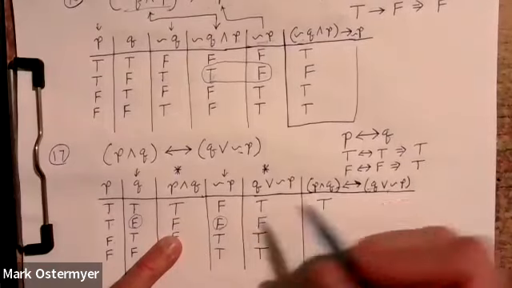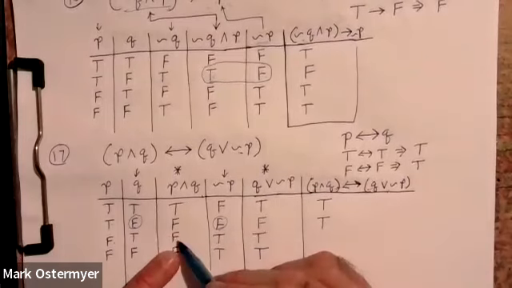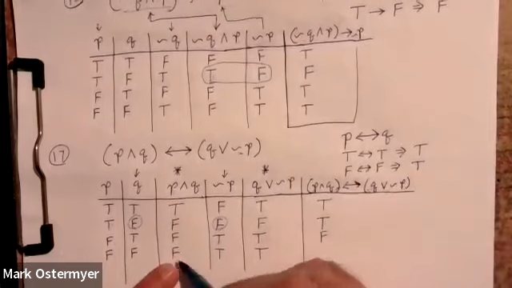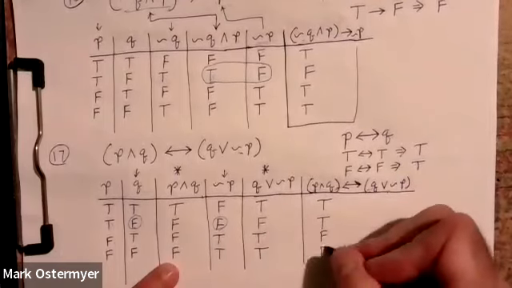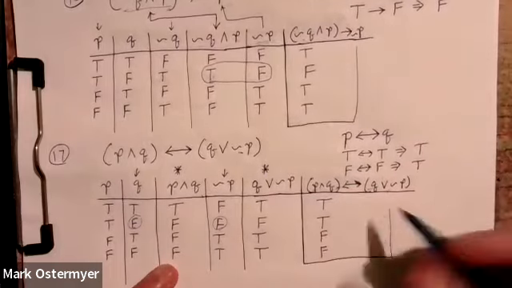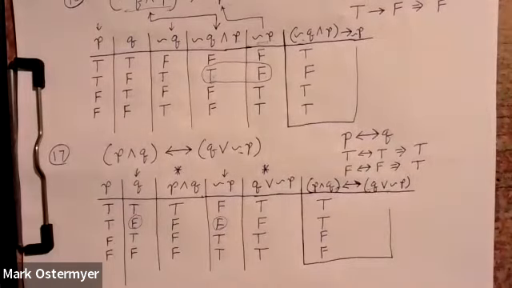False if and only if false means this will also be what? True. All the other ones are false. False if and only if true is false. And we're done. This is your answer. So 17 is done.